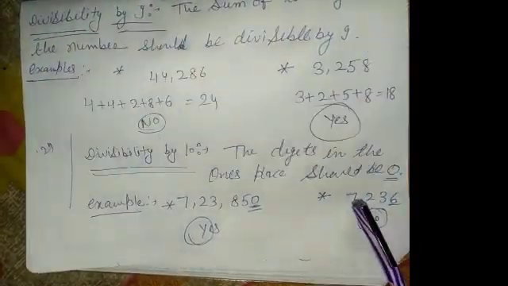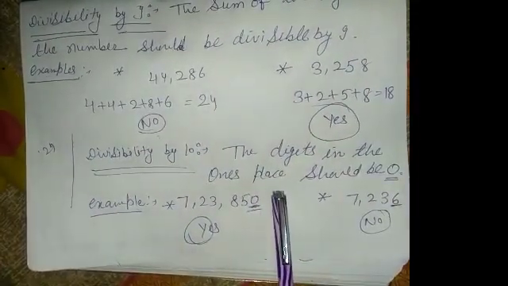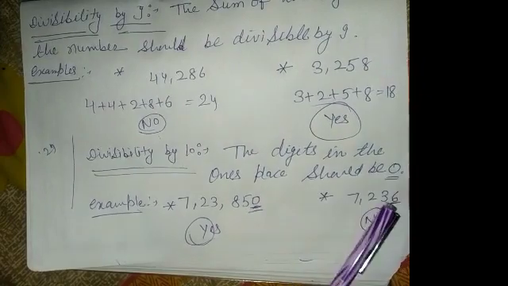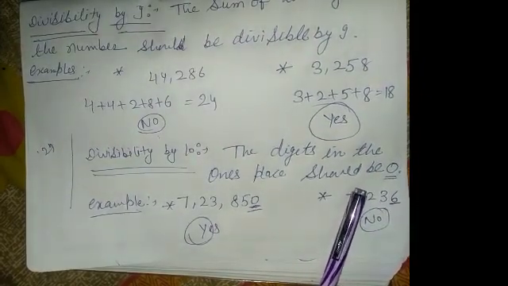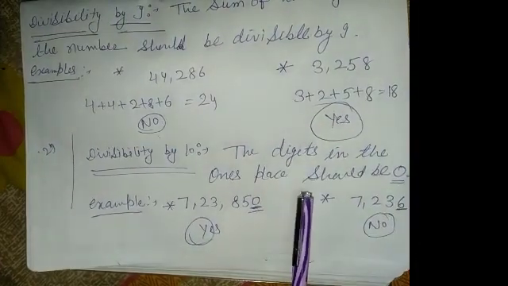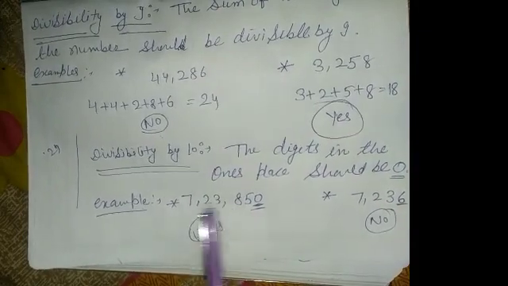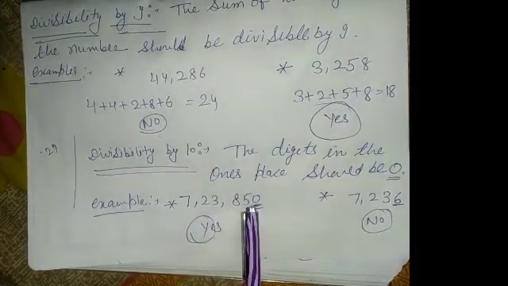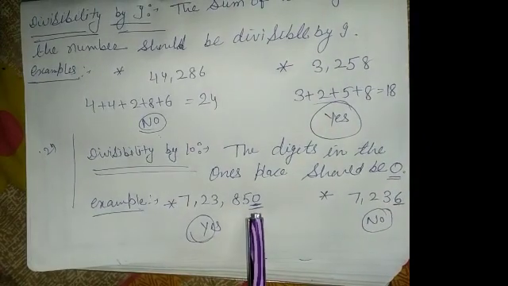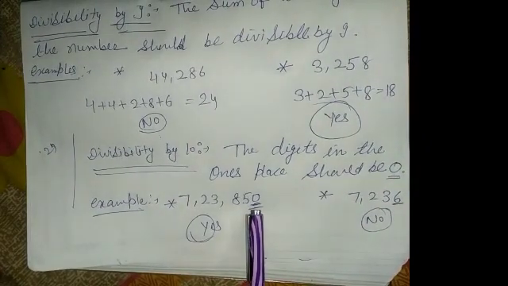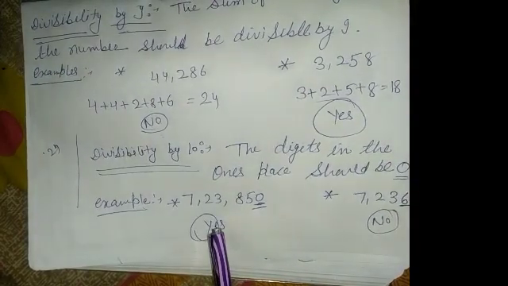Now, divisibility by 10. The digit in the ones place, means last digit, should be 0. Yes, if the last digit is 0, then only we can say that this number is divisible by 10. Let's take one example. I've taken this number 7,23,850. Just check the digit at the ones place. That means last digit. Yes, it's a 0. That means yes, this number is divisible by 10.